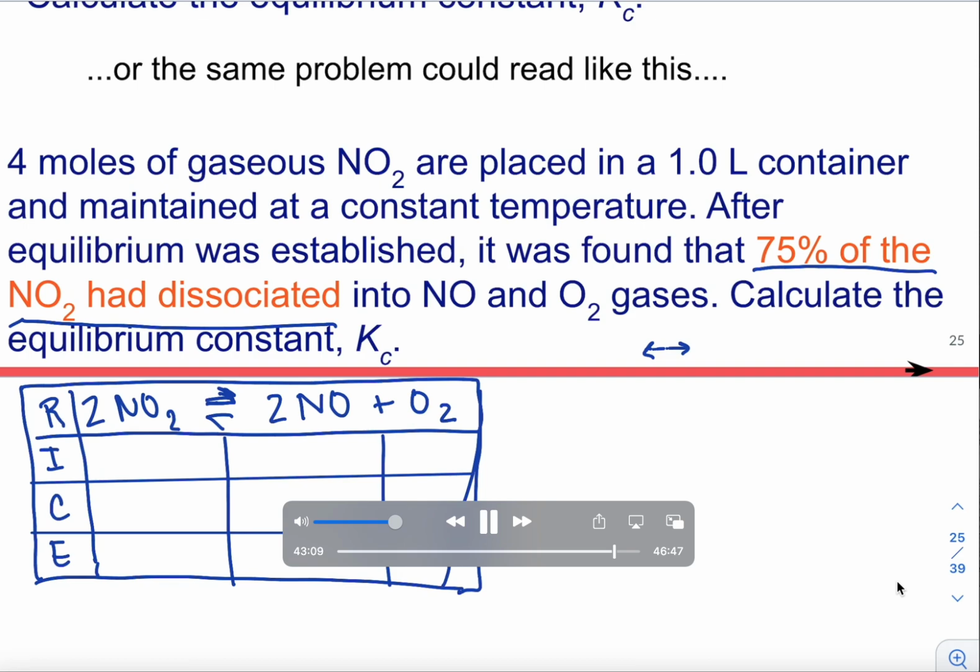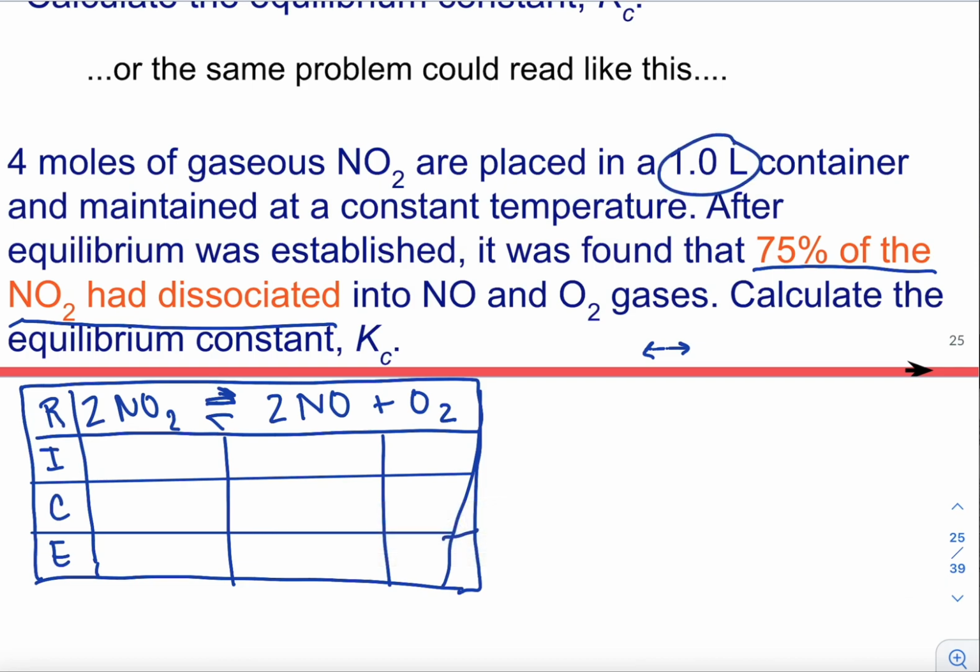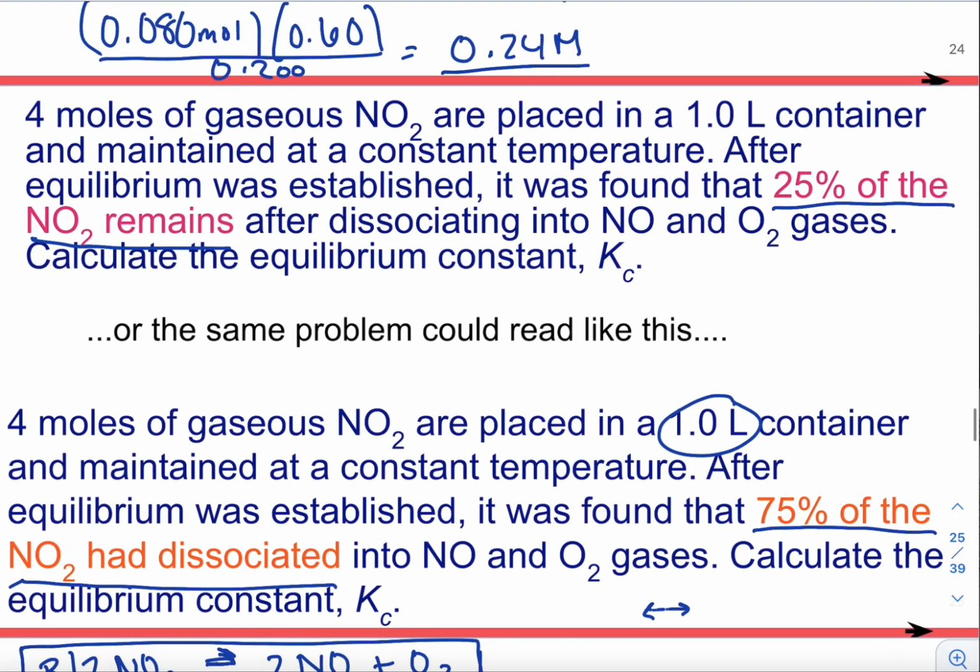All right, so let's fill in what we have. 4 moles of NO2 are placed in a 1 liter container. Because we're looking at 1 liter, the moles are the concentration, because you would just divide by liters, and that's 1. So I can just put a 4 here. If you want to put the capital M for molarity, that's fine too. After equilibrium was established, it was found that 75% of the NO2 had dissociated, or 25% of the NO2 remains.